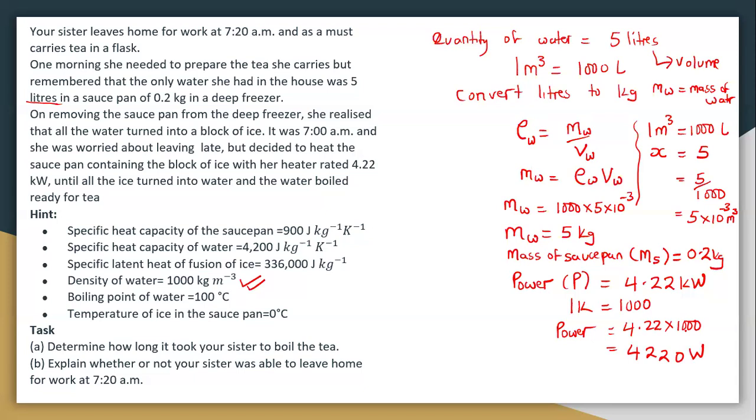Now, after understanding this, it means that we have the mass of the saucepan, we have the mass of the water, we have our power. So we need to know the different states that our ice is going to go through. So we are going to go back, and now I want to use the heat curve to show you how it looks. Now, when I look at the heat curve, this is my curve where I have my temperature and here my time. The time is in seconds and the temperature is in degrees Celsius.